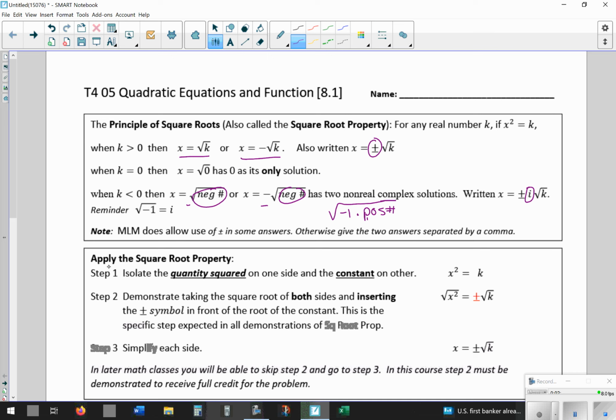Now, as you recall, my math lab does allow you to use the plus minus when an answer can be combined into one, and that's anytime there's a radical or there's an i in the answer. If it does come out to be an integer answer or a fraction answer, we would expect to see the two separate answers. And of course, anytime you have the two separate answers, you do need to separate them by a comma.